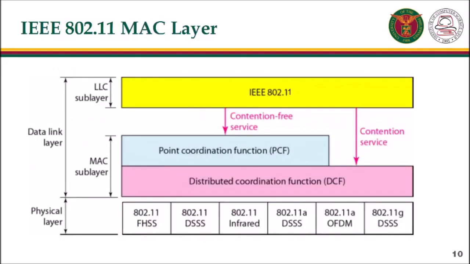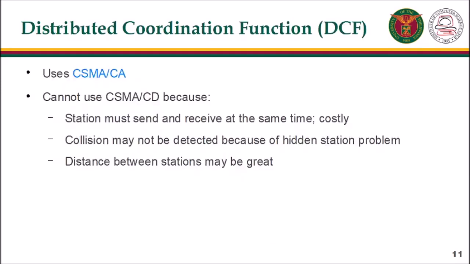IEEE 802.11 defines two MAC sublayers, the distributed coordination function and point coordination function. This figure shows the relationship between the two MAC sublayers, the LLC sublayer and the physical layer. One of the two protocols defined is the distributed coordination function, or DCF. DCF uses CSMA/CA as the access method.